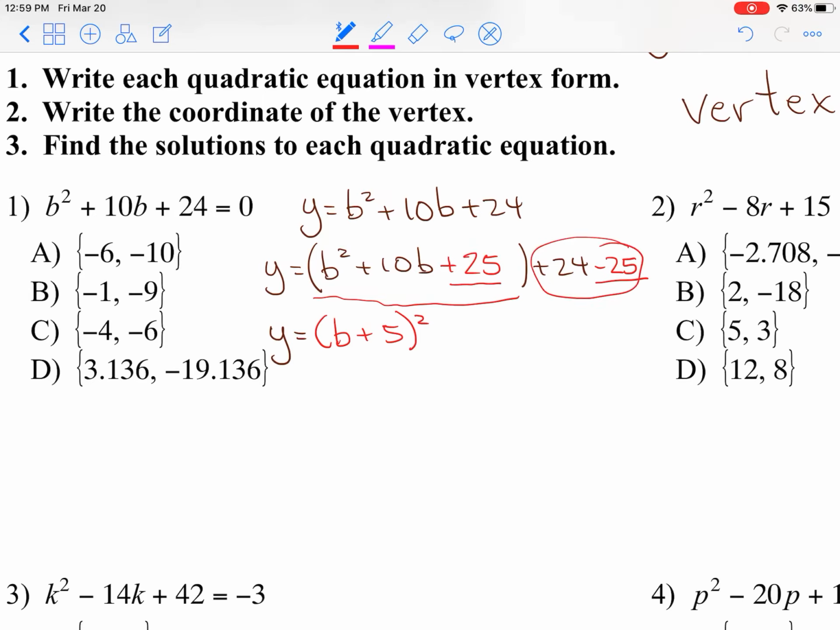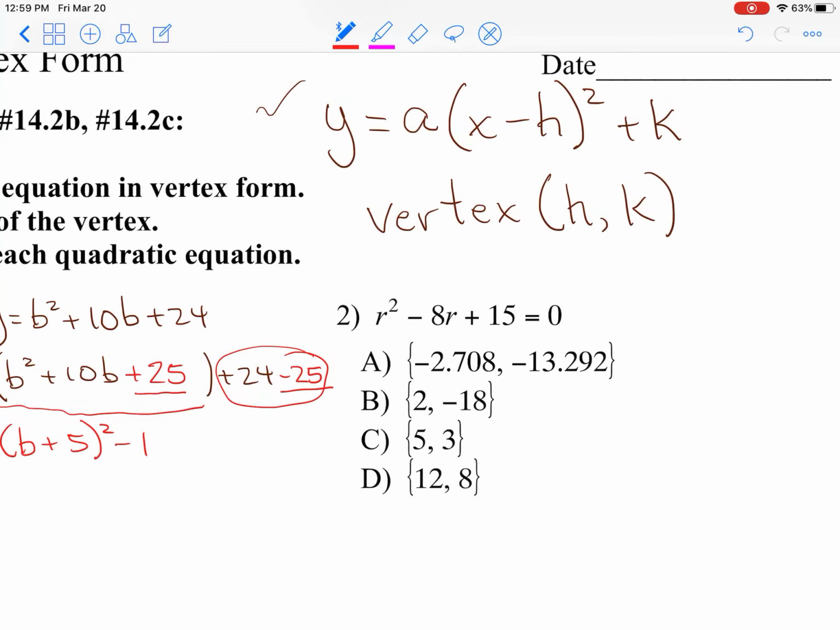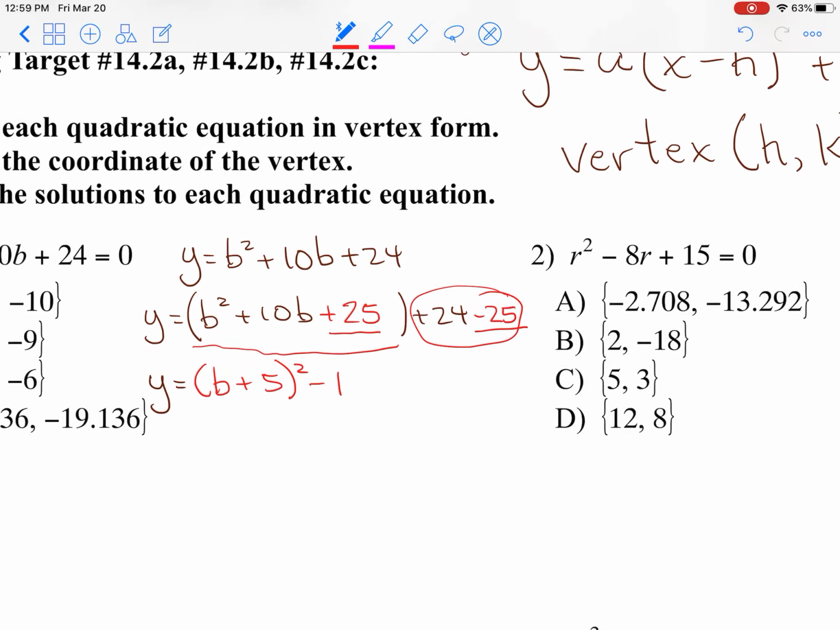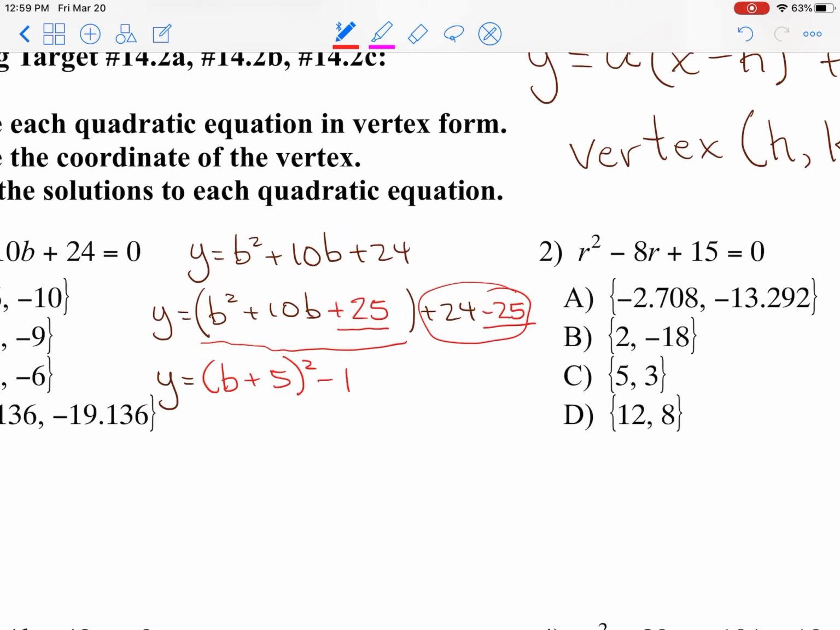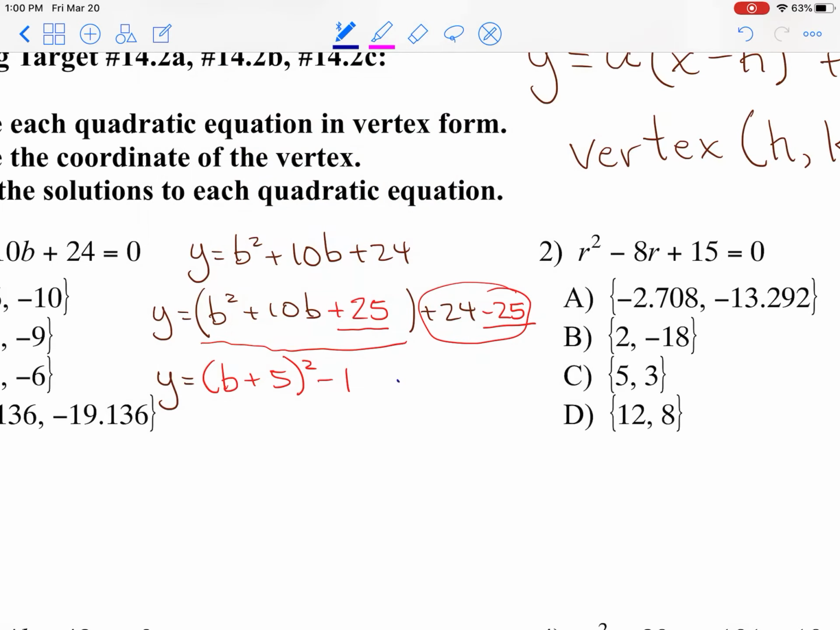On the outside over here, 24 minus 25 is minus 1. And now there's my vertex form. If you go back up here to where I had it originally, parentheses x minus h, that whole thing squared, plus k. So there it is.